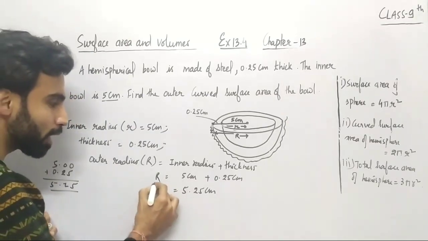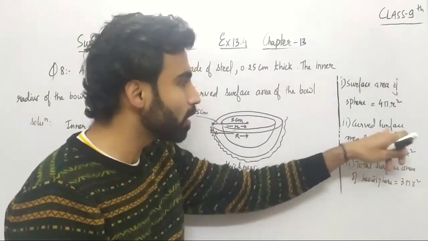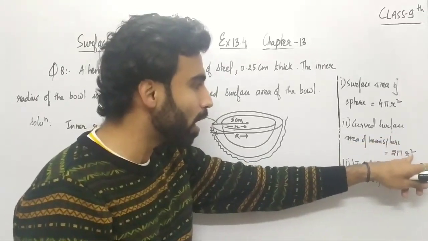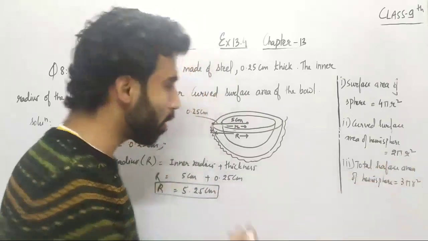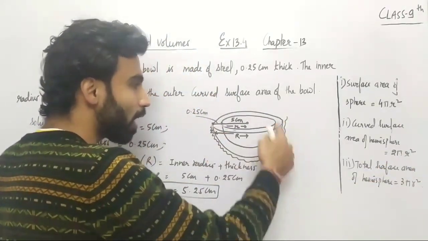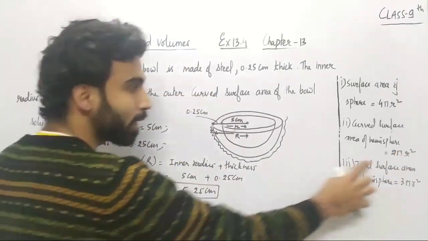So अब जैसा कि मुझे capital R पता है, now we can simply apply on the curved surface area formula, that is 2 pi r square. So the curved surface area of a hemisphere is 2 pi r square. Now यहाँ पे मुझे outer curved surface area निकालना है. Formula will be this, but the radius will be outer radius. So there will be capital R here.